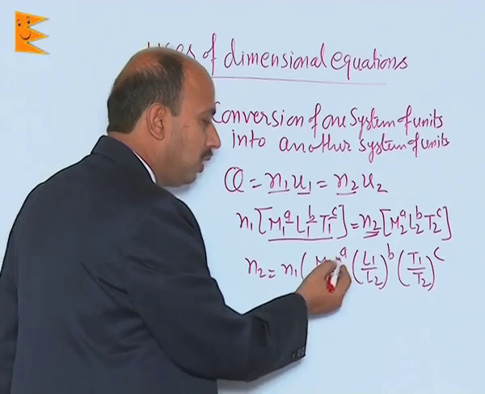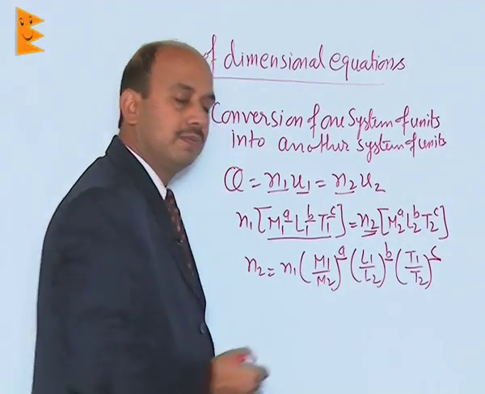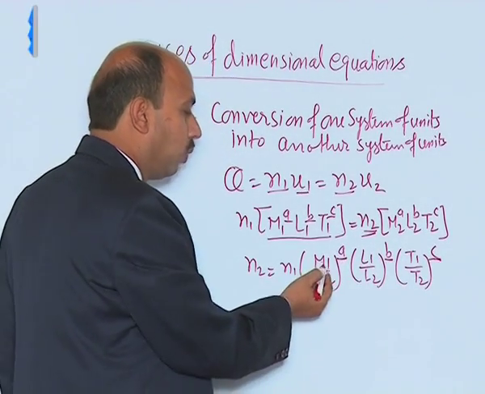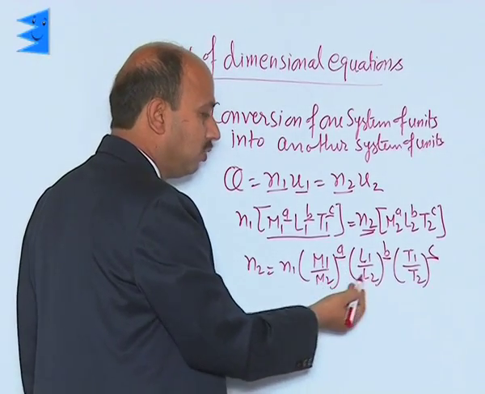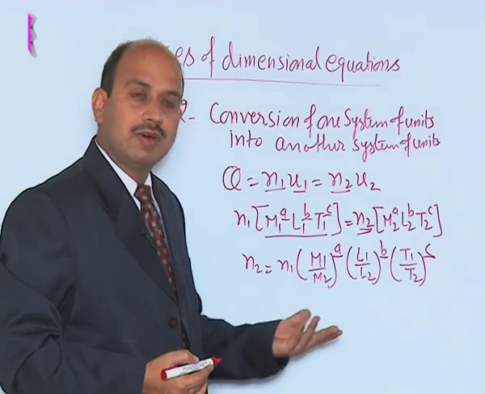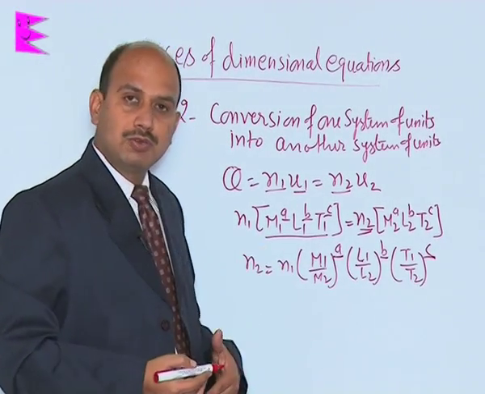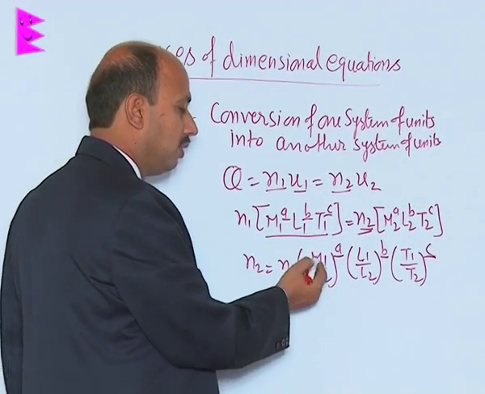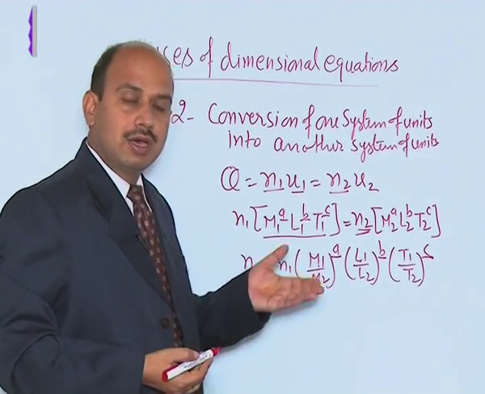So, just by putting the values of A, B and C in one system and then putting the values in the second system. If you want to convert the second system into the first system, or the first system into the second system, you convert according to that. M1 has to be converted into the second system.